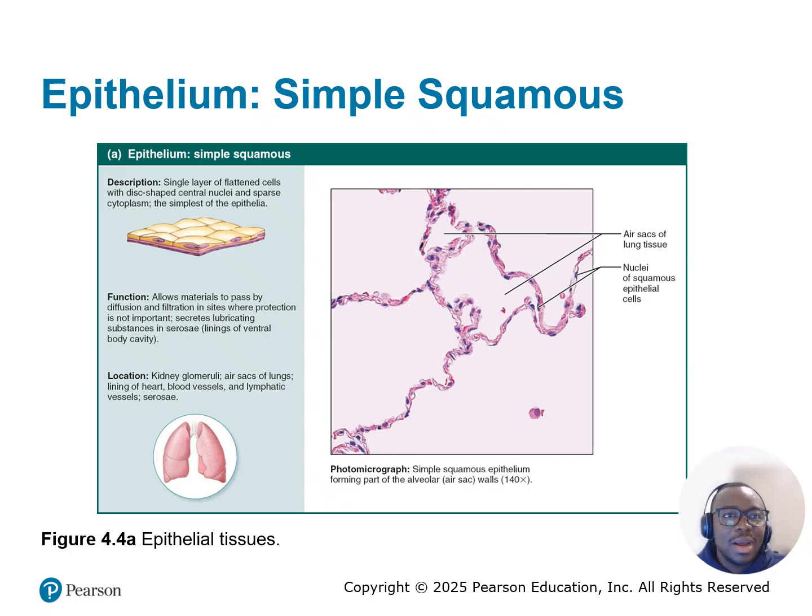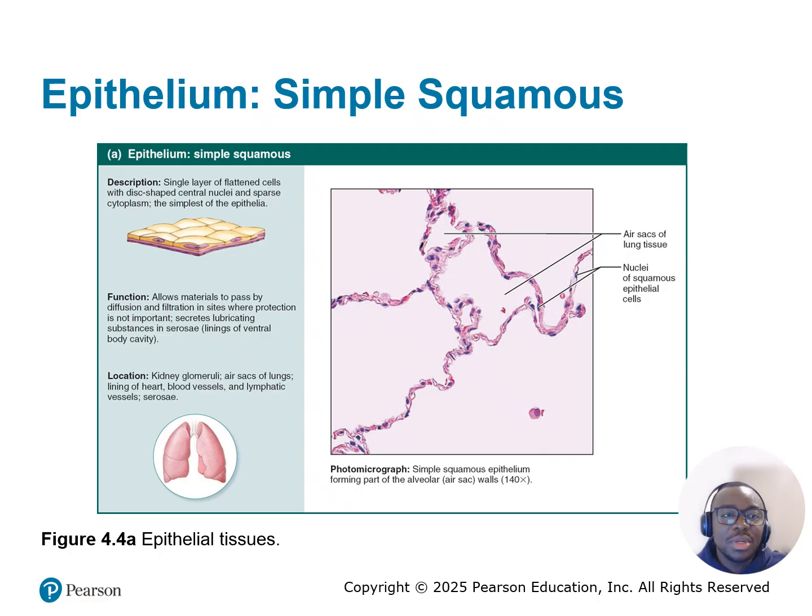Now, let's start our review of different types of epithelial tissue. We start with simple squamous epithelium. A simple squamous epithelium is the simplest of the epithelia. It has a single layer of flattened cells with disc-shaped central nuclei and sparse cytoplasm. In terms of function, they allow materials to pass by diffusion and filtration in sites where protection is not important. They also secrete lubricating substances in linings of ventral body cavities.